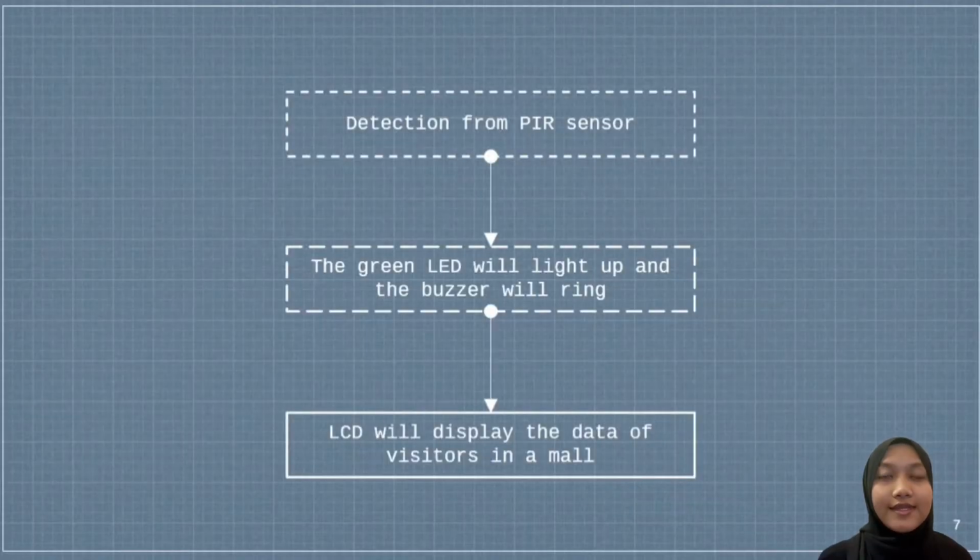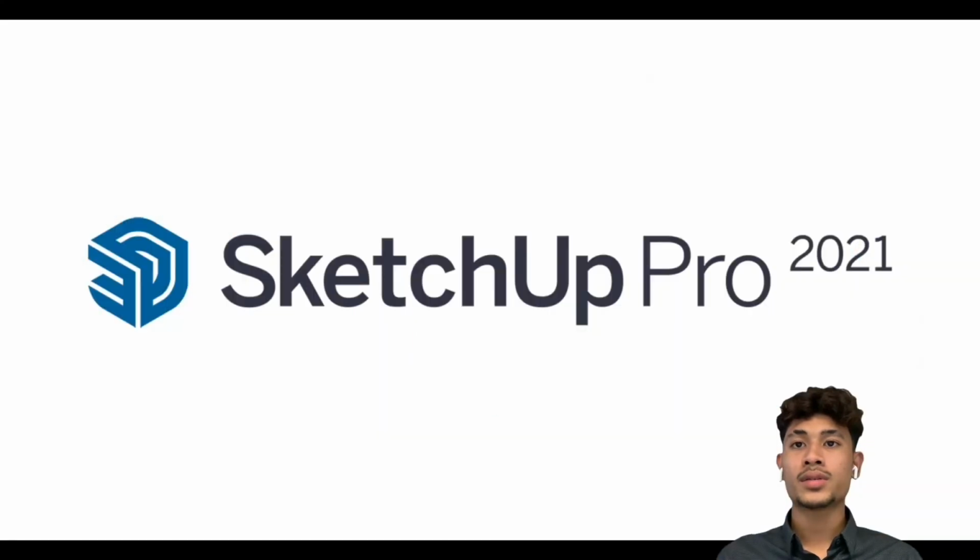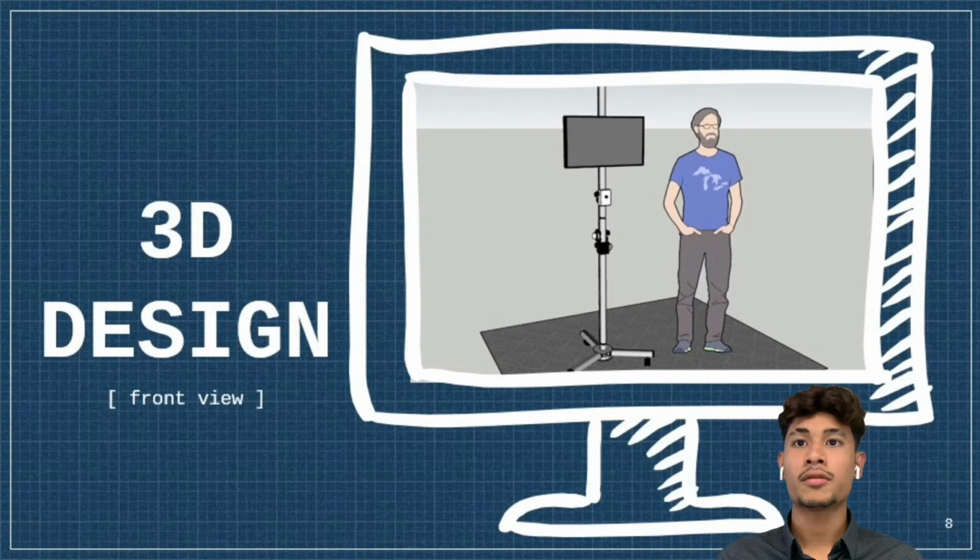The flow is: first, detection from the PIR sensor, and then the green LED will light up and the buzzer will ring, and then lastly, the LCD will display the data of visitors in the mall. For the 3D design, we used SketchUp Pro 2021. So this is our front view.